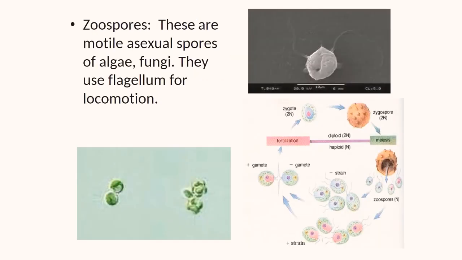Zoospores. Now let us study about zoospores. It comes under sporulation. These are motile asexual spores of algae, fungi. They use flagellum for locomotion. The zoospores are a special kind of flagellated spores. They are produced in zoosporangia. They are usually naked, that is, without cell wall. They are formed in some algae during favorable conditions.